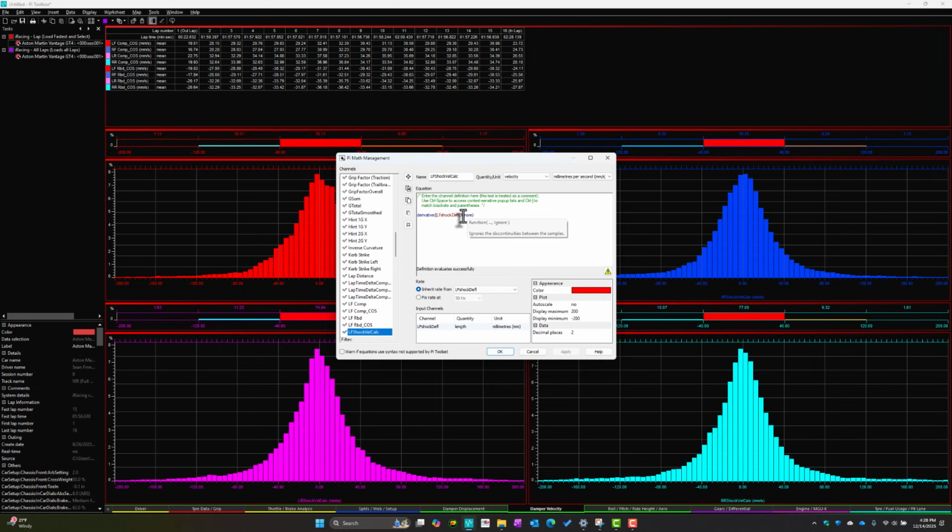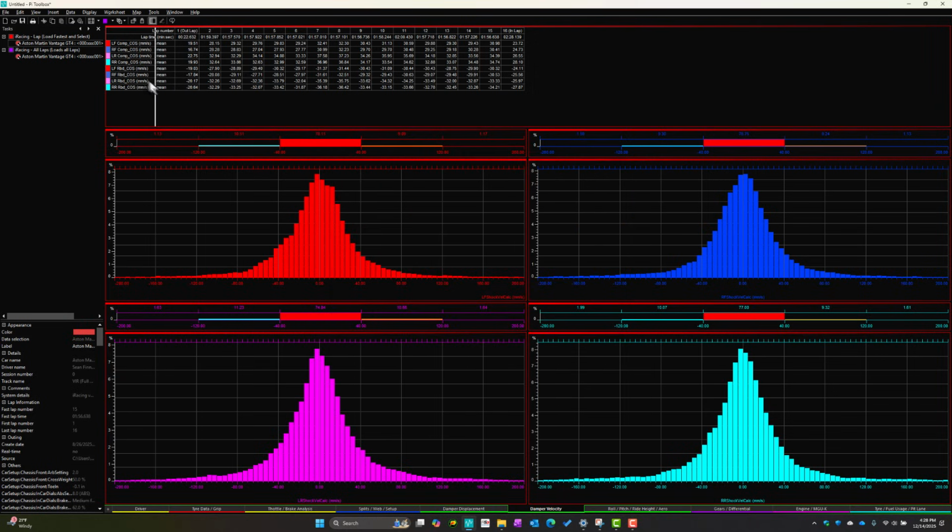I'm sorry, the shock deflection. So the native channel, the derivative of it, gives you the velocity. So they've gone ahead and that's what they're using for these charts, the calculated values as opposed to the native ones out of iRacing.